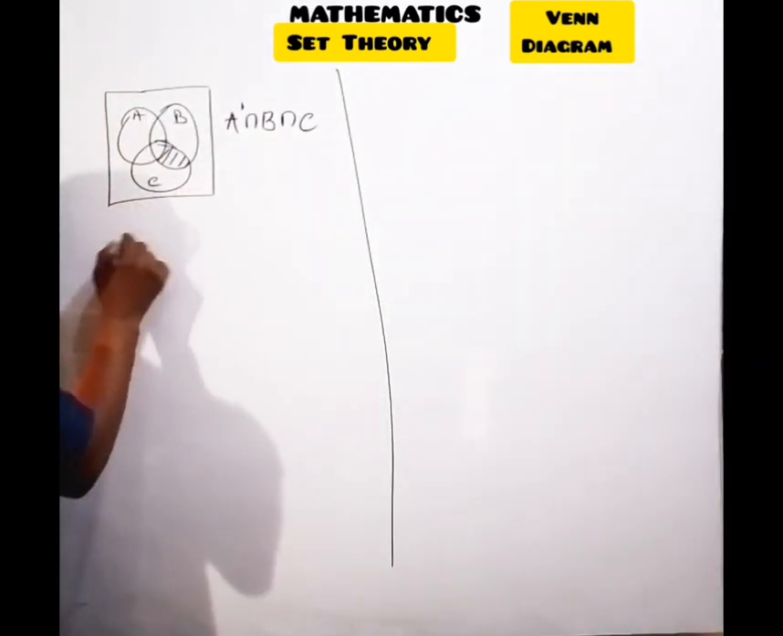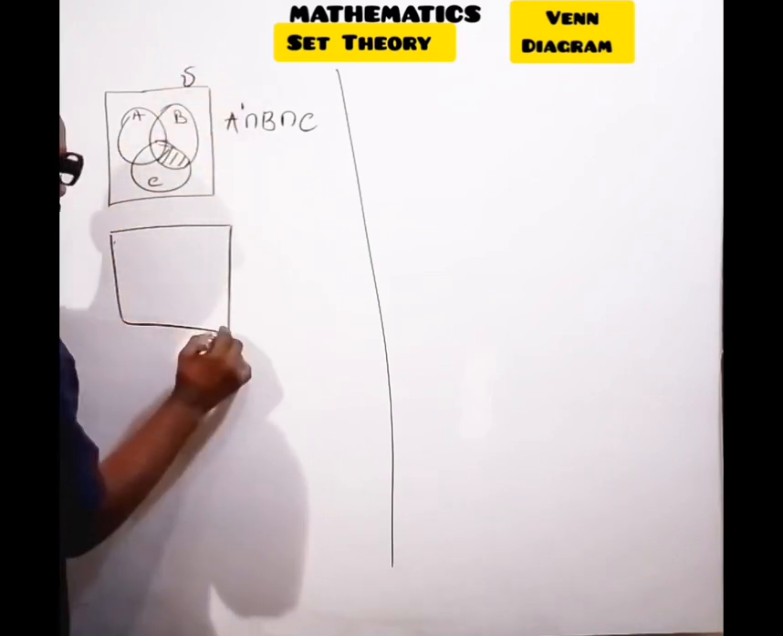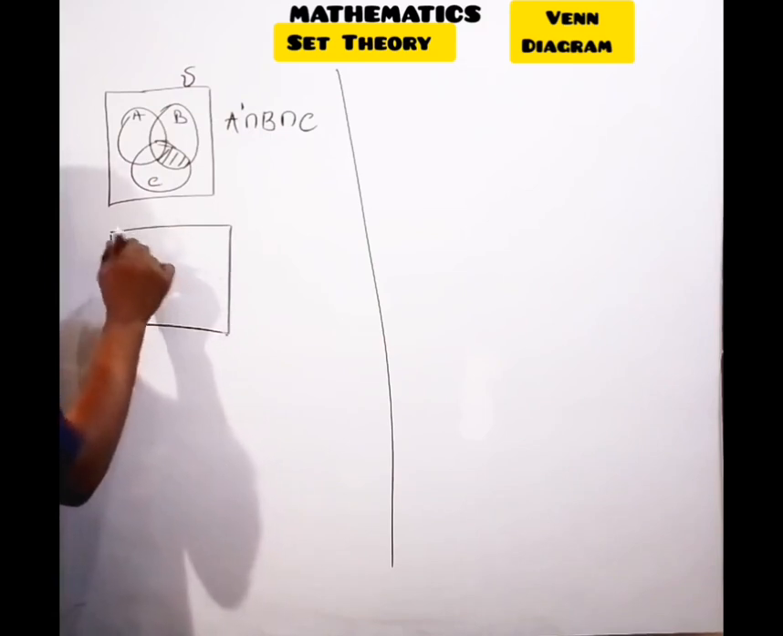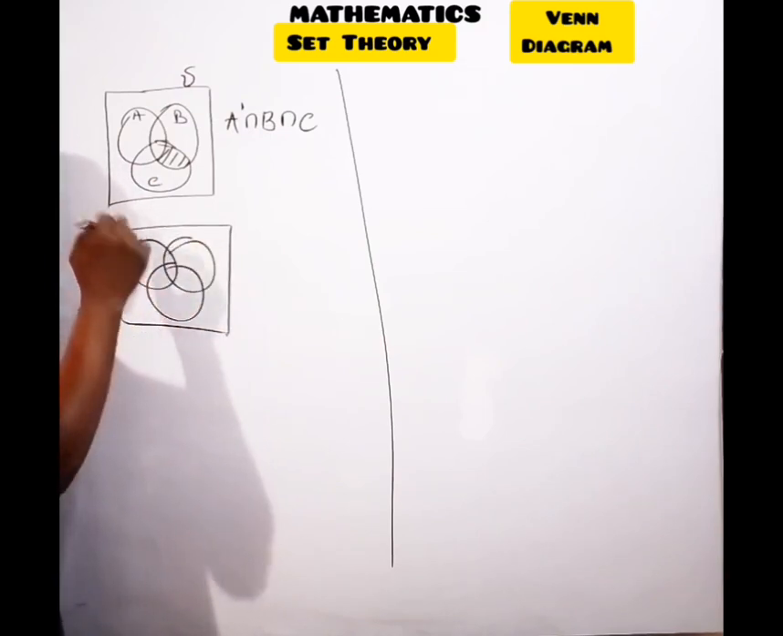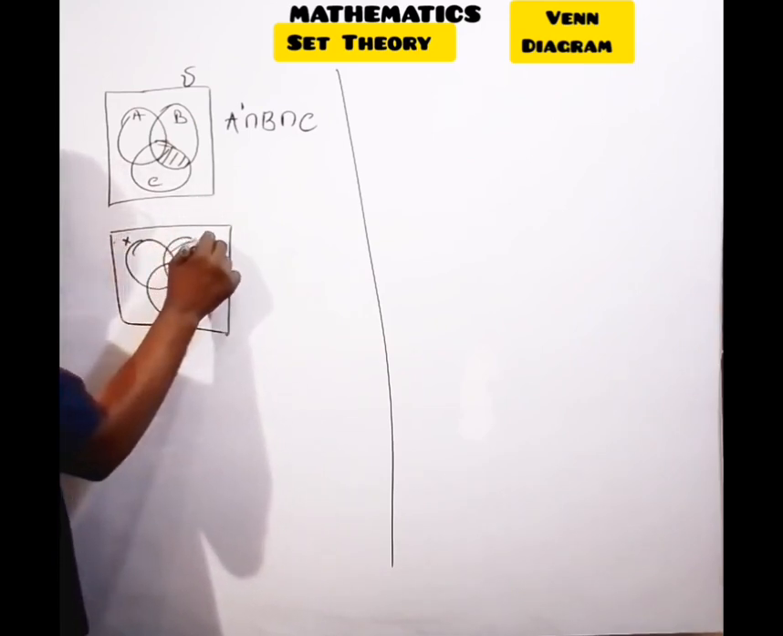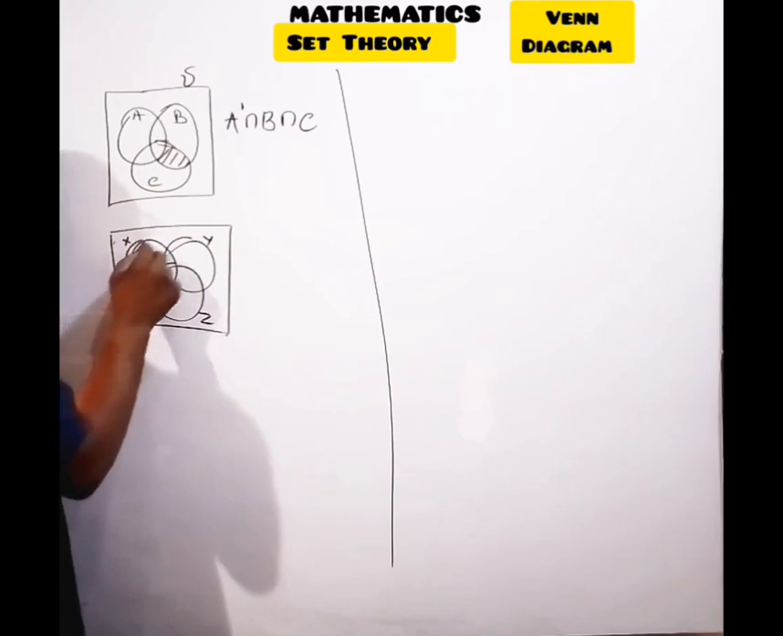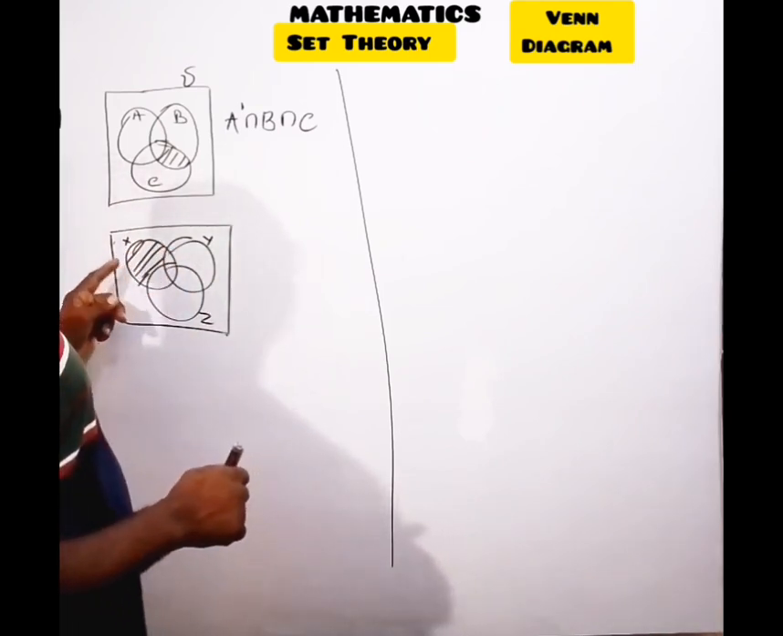Now, I have another one. This is the universal set. I have another drawing here like this, which is also for 3 sets. Let me give it sets X, Y, and Z. I have this portion alone shaded. This portion alone is shaded.